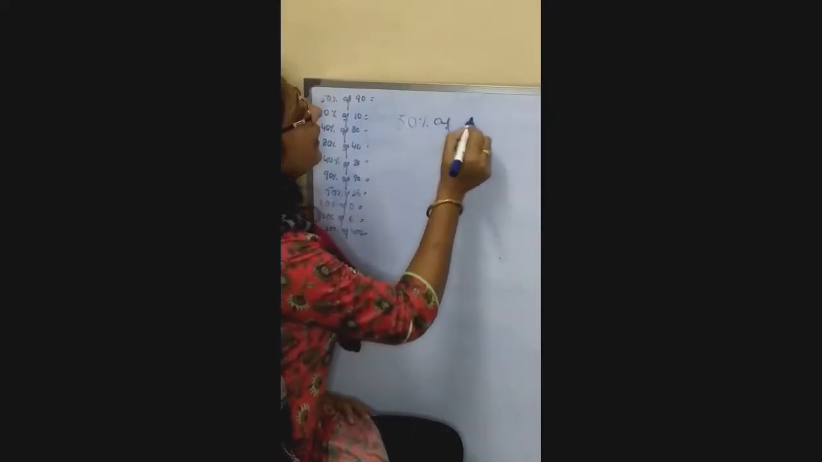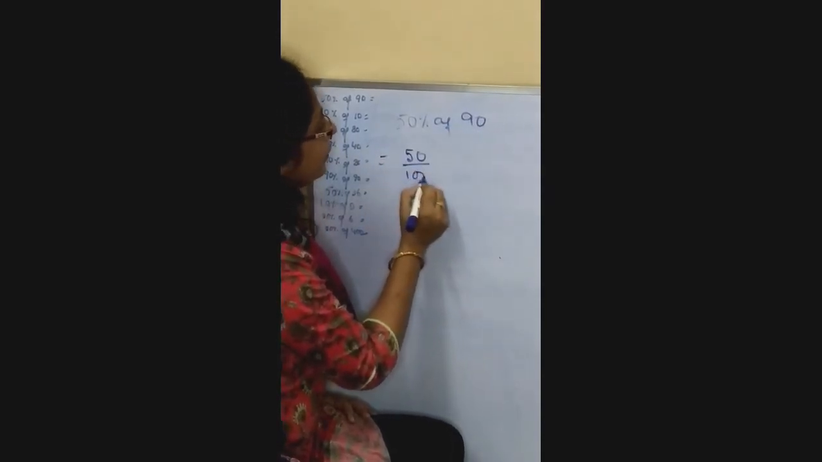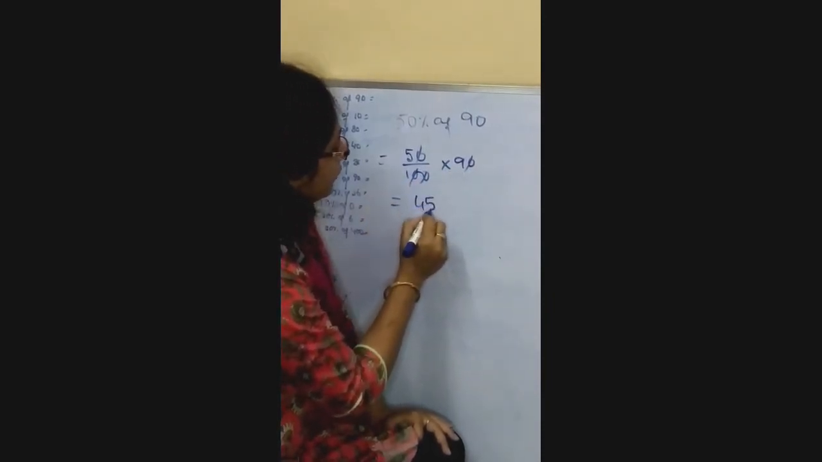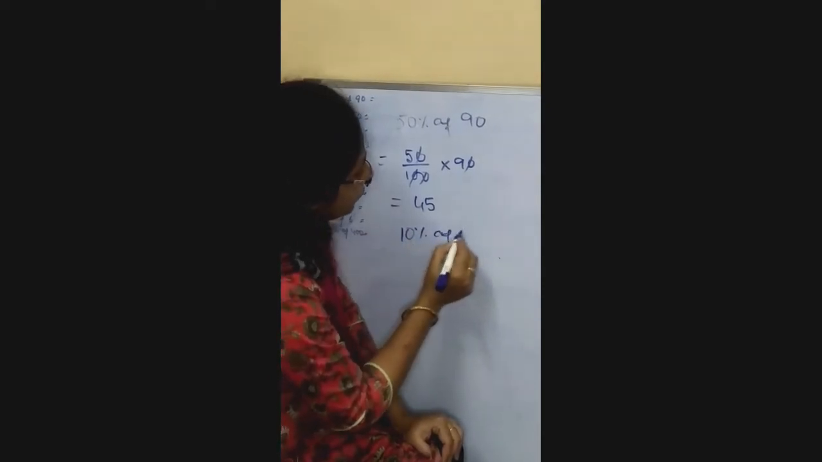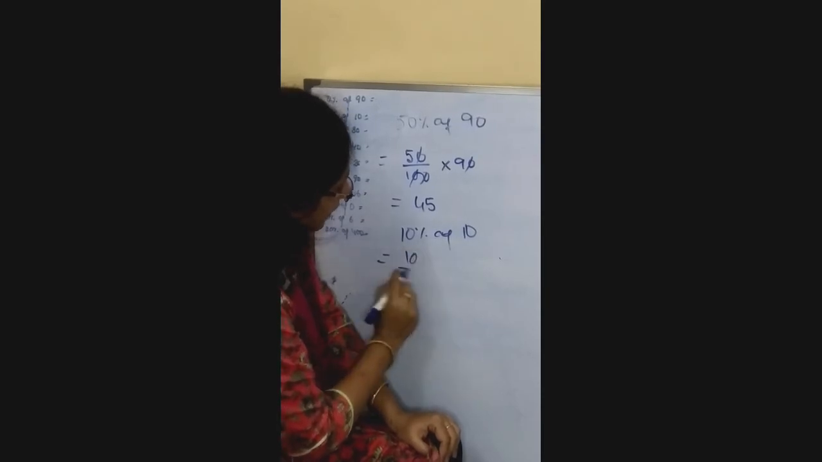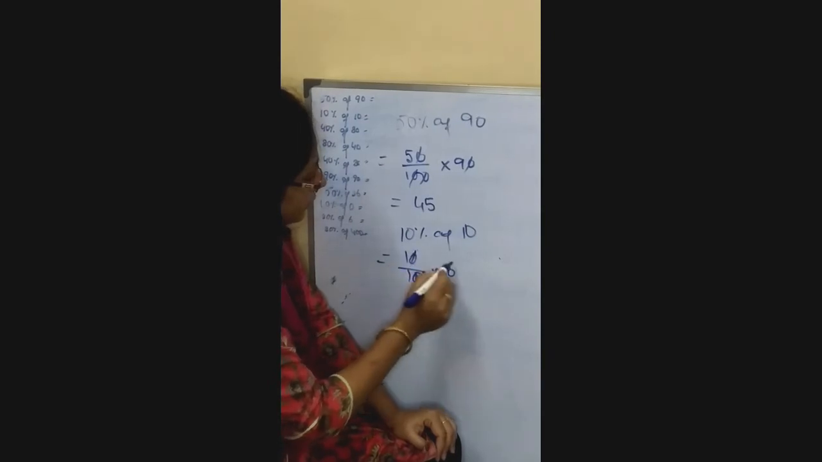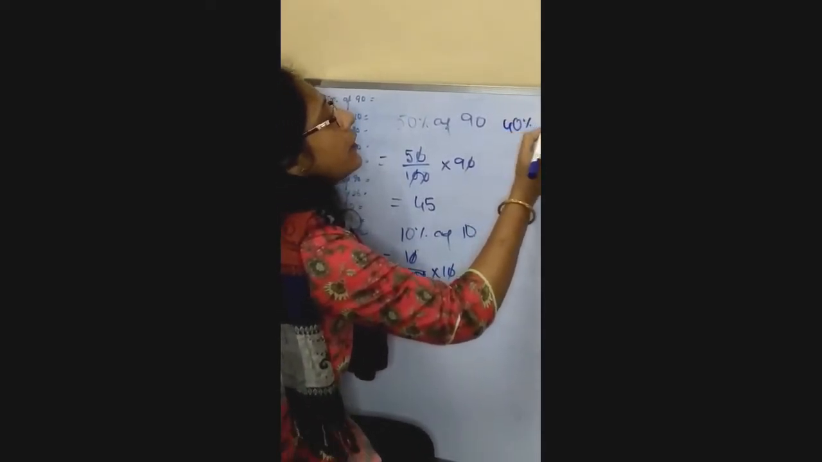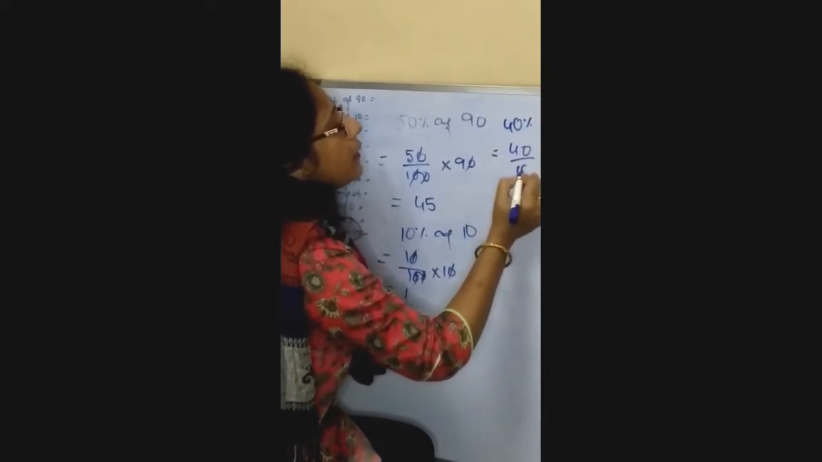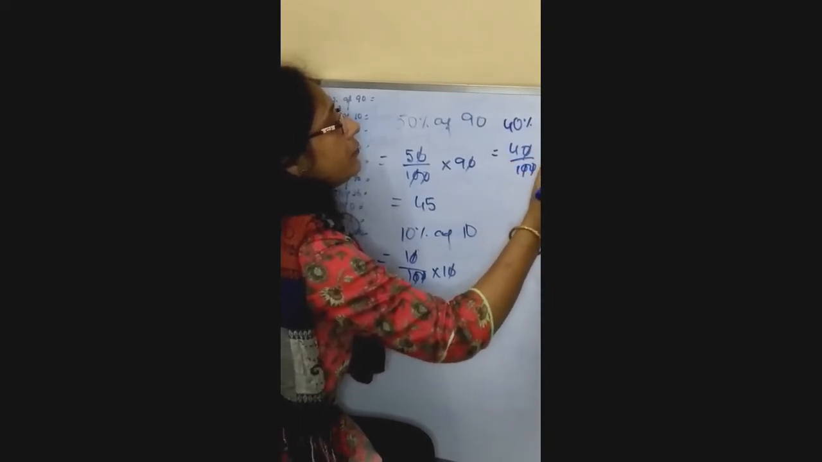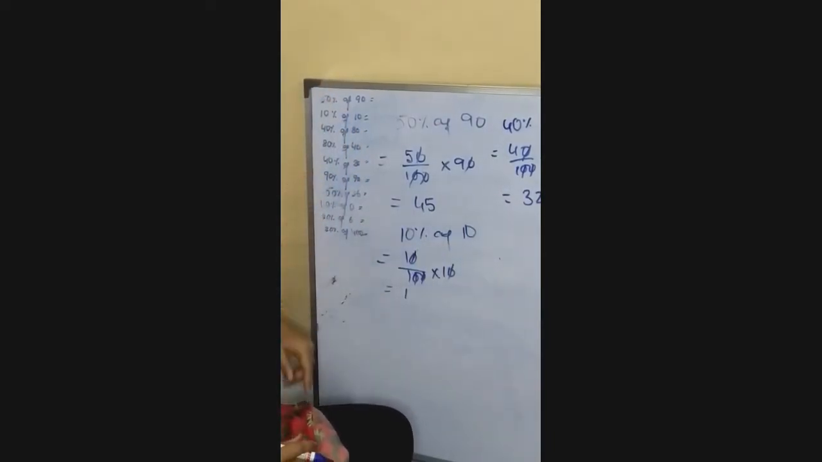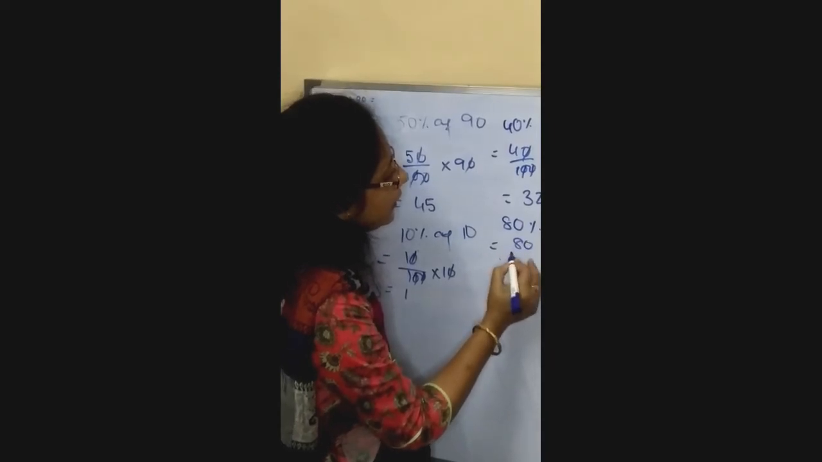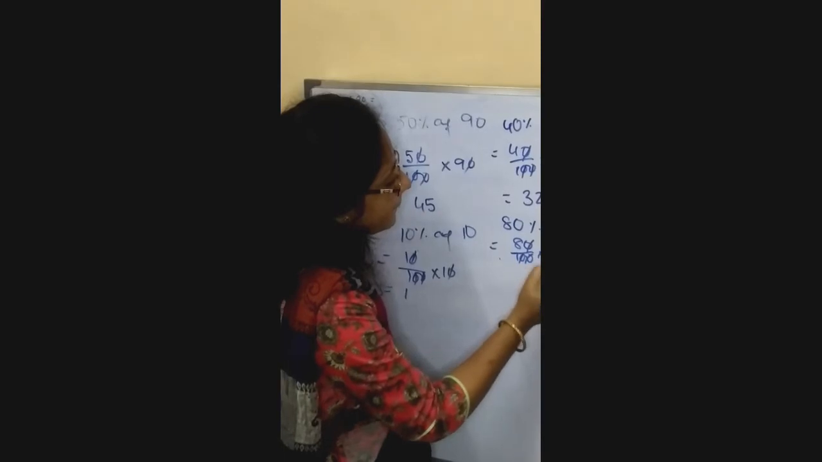50% of 90. We do like this, 50 by 100 of 90, that is 45. Second sum is 10% of 10, that is 10 by 100 into 10, which is 1. And 40% of 80, that is 40 by 100 into 80, which is 32. Then 80% of 40 is equal to 80 by 100 into 40, which is 32.